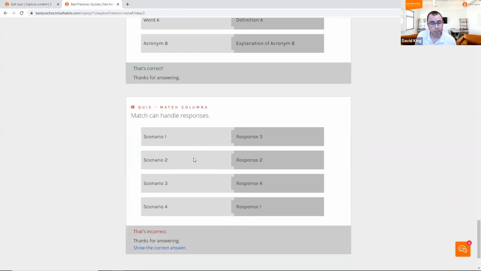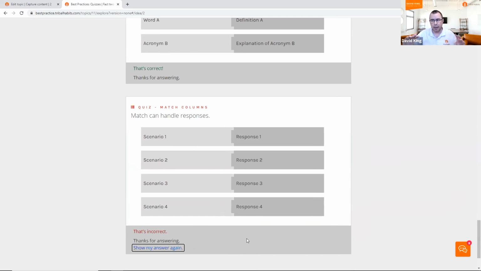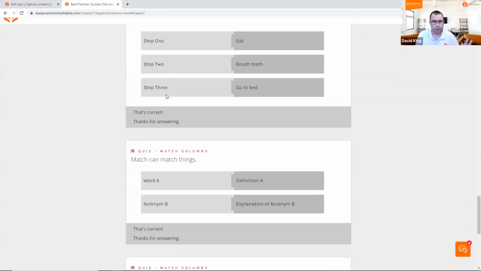Submit my answer. This one's incorrect, and so now it's going to show them the correct answer. And I think that movement of locking things in makes them reread through and have a learning experience there as well. So match is very good for a lot of different types of interactions there.